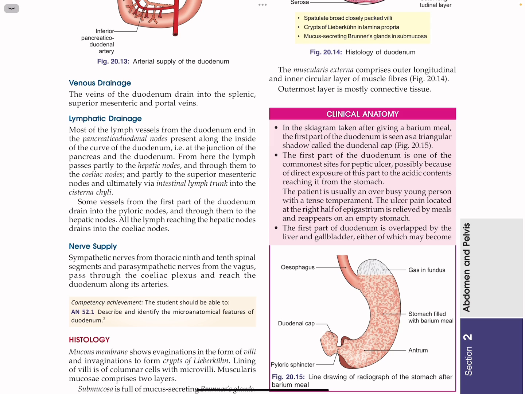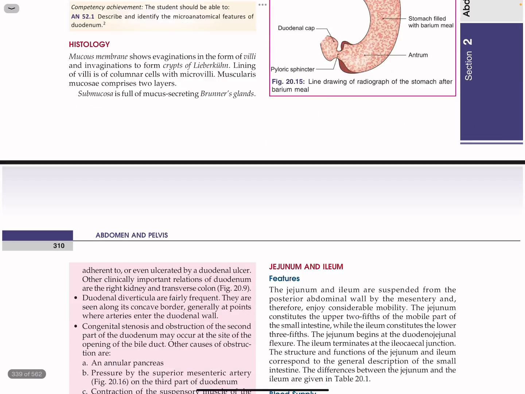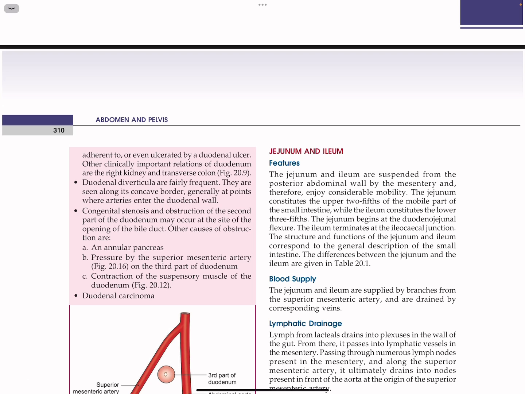Now, the clinical anatomy related to duodenum. In the skiagram taken after taking a barium meal, the first part of the duodenum is seen as a triangular shadow called the duodenal cap. The first part of the duodenum is one of the commonest sites of peptic ulcer, possibly because of direct exposure of this part to the acidic contents reaching it from the stomach.